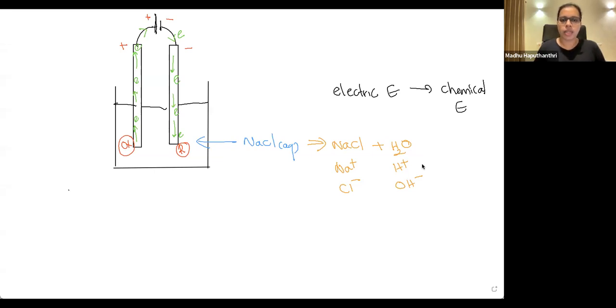Then next what happens is the negatively charged terminal. How do we know that this is negatively charged? Because it's connected to the negative terminal of the battery. Very simple. Then the negative rod is attracting the positive ions. Who are the positive ions? Sodium and H plus.